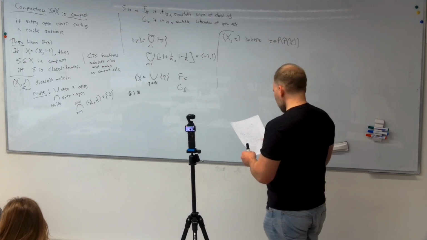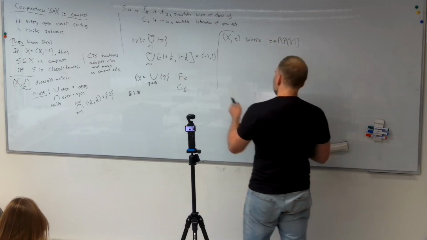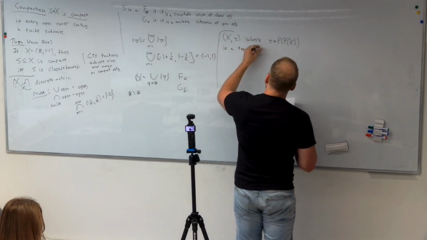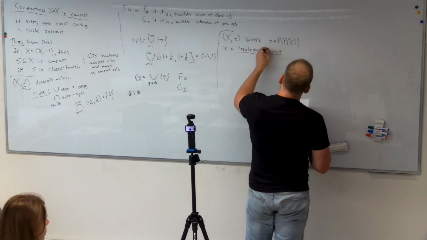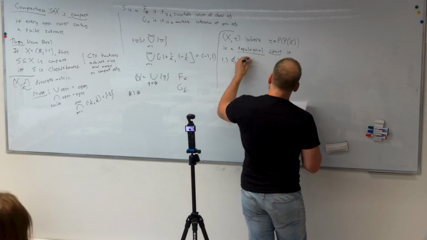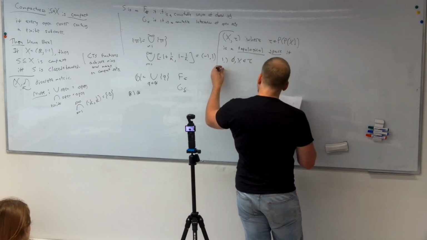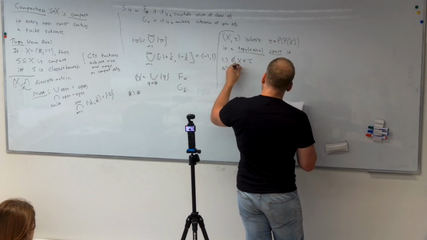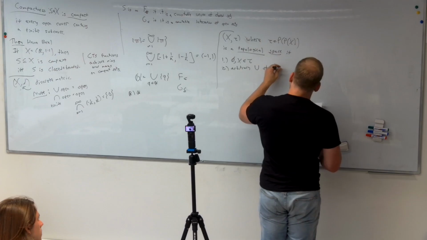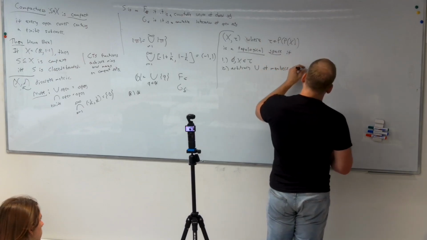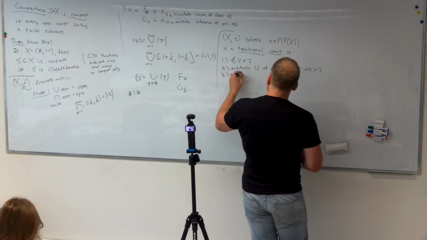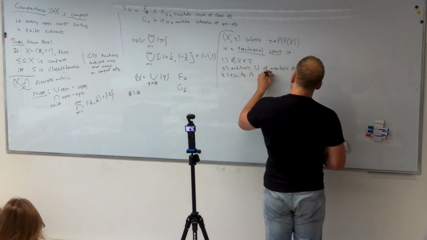So we look at some collection of these, and we say that it is a topological space if: 1, the empty set and X are members of tau. 2, arbitrary unions of members of tau are in tau. And 3, finite intersections of members of tau are in tau.